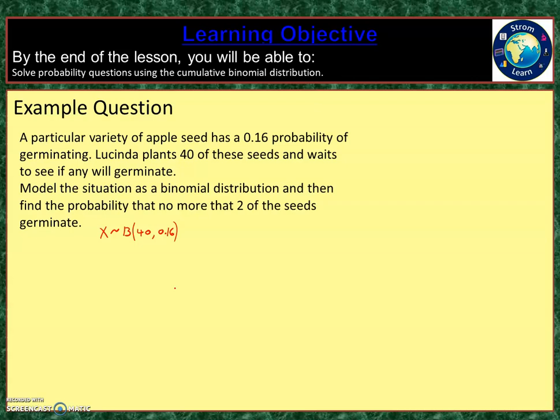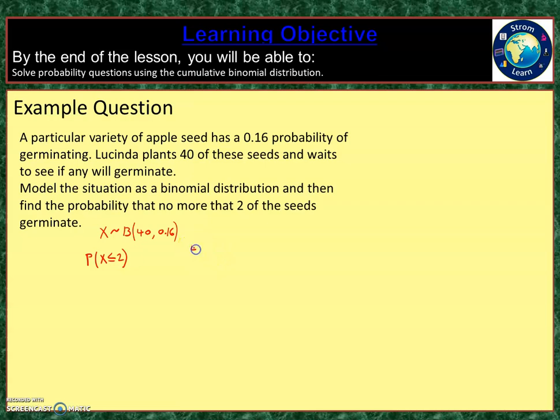But this time it says find the probability that no more than 2 of the seeds germinate. So we're going to look for the probability that X is less than or equal to 2. So that's no more than 2, so 0, 1 or 2. So we're not just looking for a single term this time. So what we're going to have to do here is use the binomial expansion, but with more than one term.